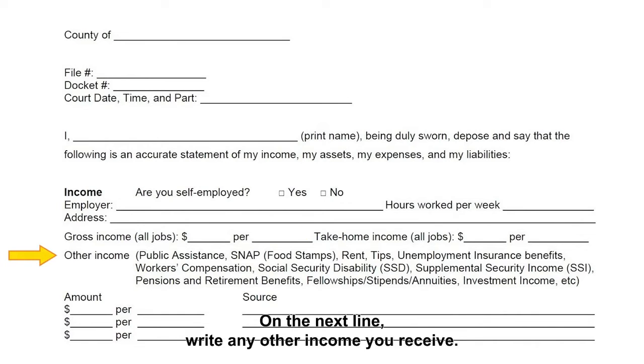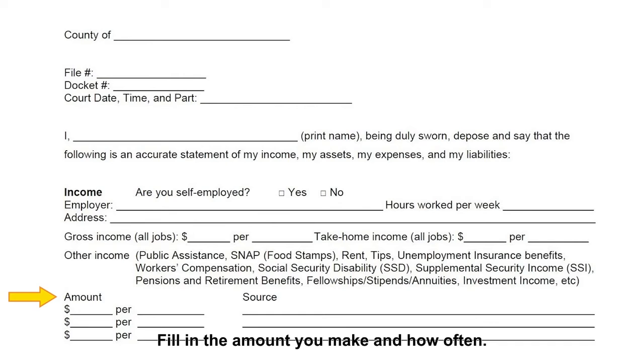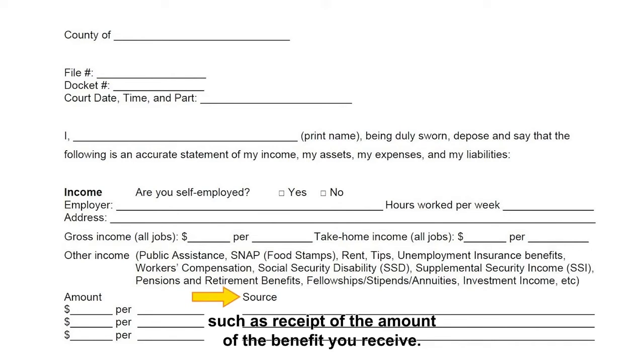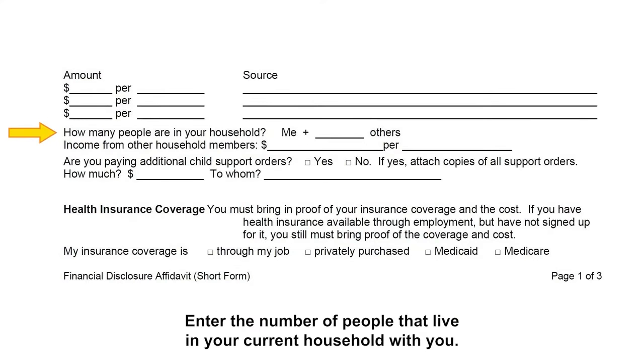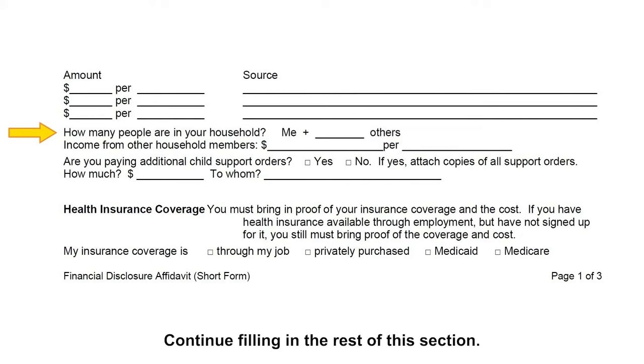On the next line, write any other income you receive. This might be from cash assistance, SNAP, or money you receive from renting a spare room. If you need documentation on your status, we can help you. Fill in the amount you make and how often. Also include the source of income, such as receipt of the amount of a benefit you receive. Enter the number of people that live in your current household with you. For example, enter 2 if you live with a new partner and another child. Continue filling in the rest of the section.